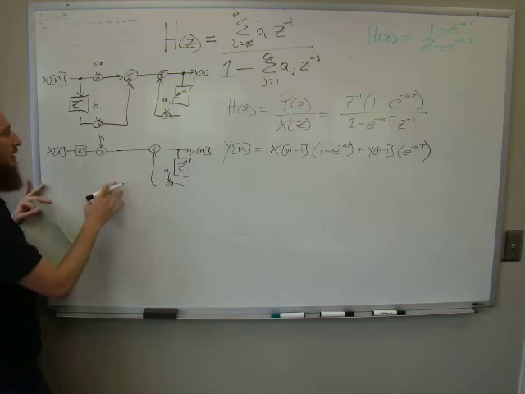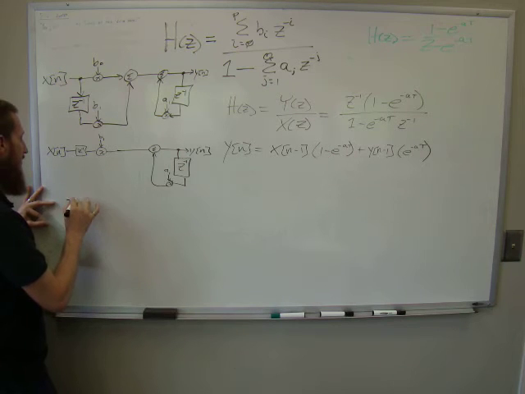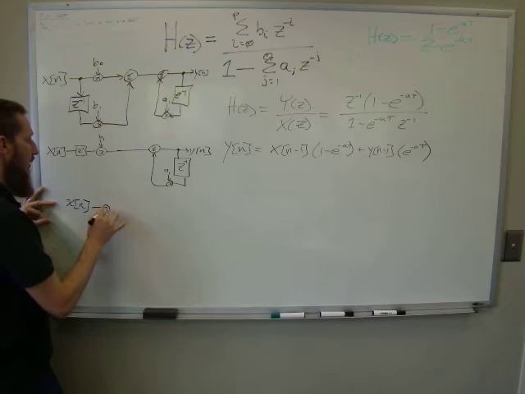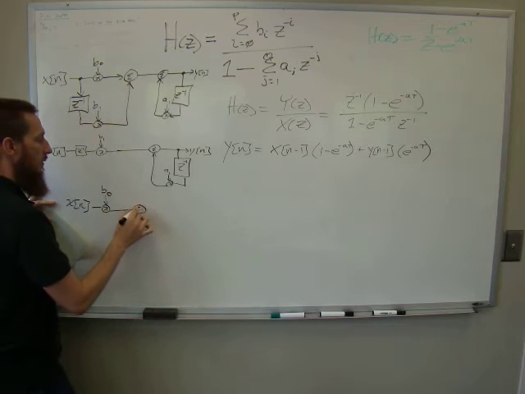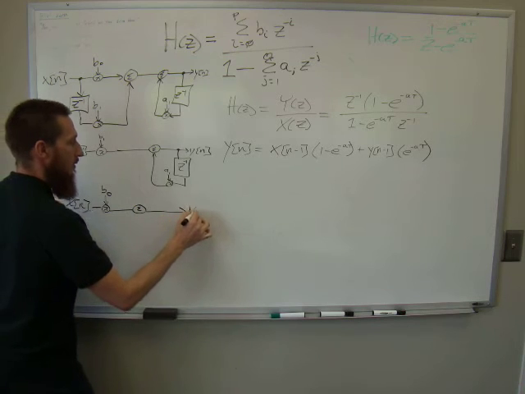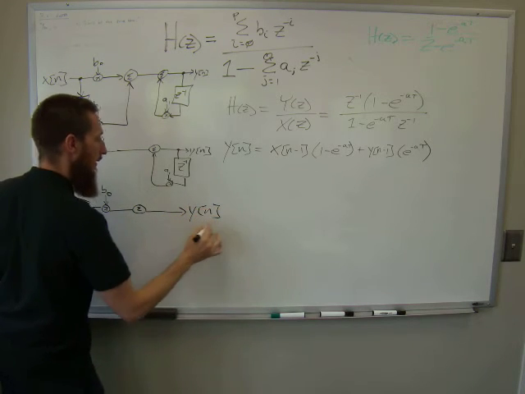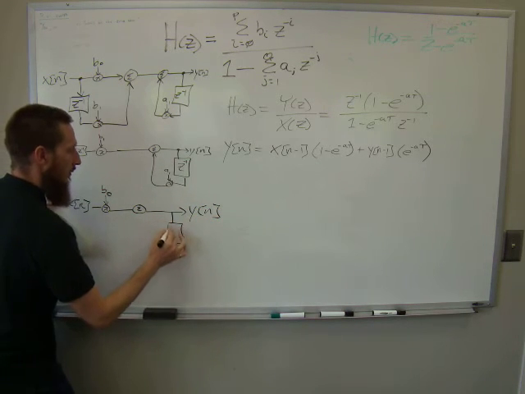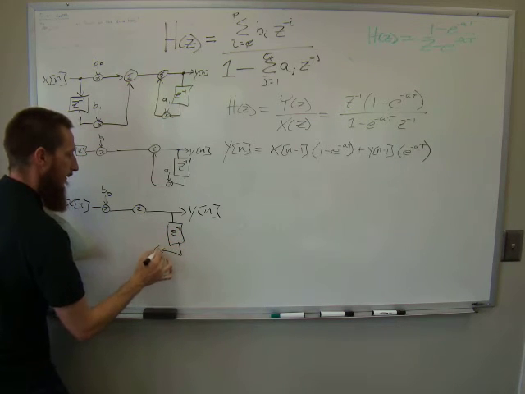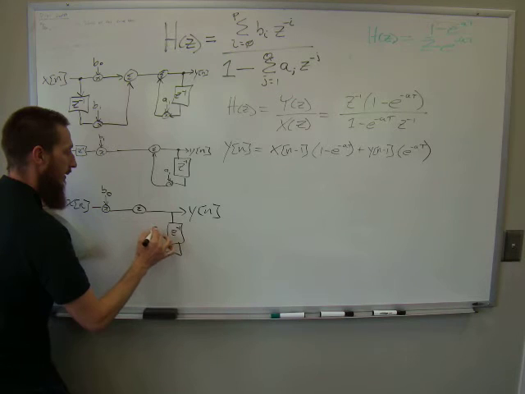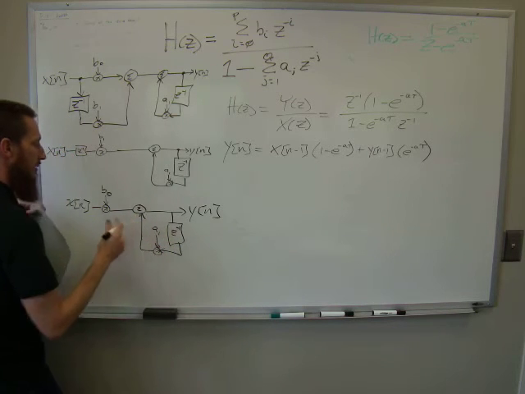So we can rewrite this one more time and say x of n is going to go through a multiplier with b of 0, and this is going to go through a summation block. This is going to go to y of n, and this is going to go through a z to the minus 1 block, a multiplier, a of 1, back into the summation block.